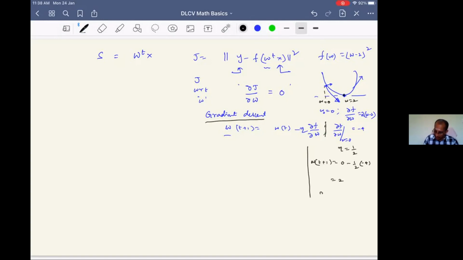In case eta equals 1 by 4, we may not reach the minimum. In that case, w t plus 1 is equal to 0 minus of minus 4 times 1 by 4, which is minus of minus 1, that is 1. In that case, we perform one more iteration of gradient descent. Again, dou f by dou w at w equal to 1, if we see, then what is it?